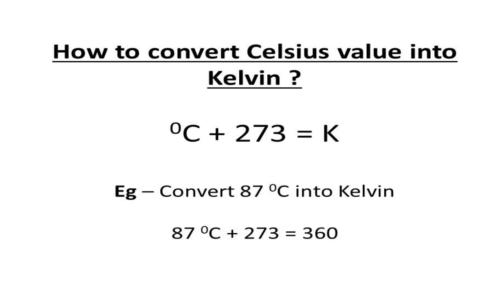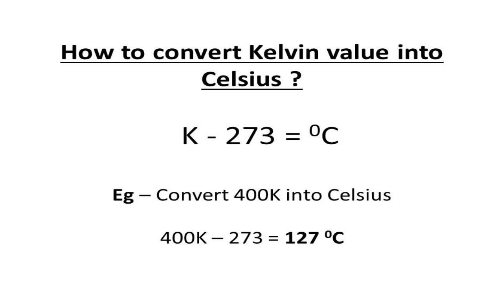An example is given here. Convert 87 degrees Celsius into Kelvin. How to convert that? First we write 87 degrees Celsius and we have to add 273. The answer will be 360 Kelvin.